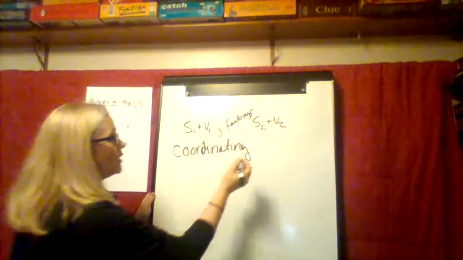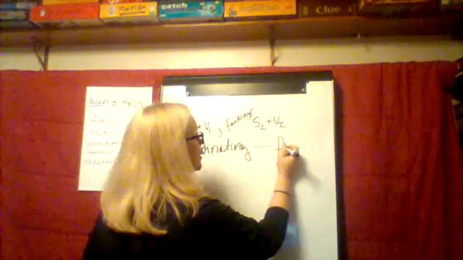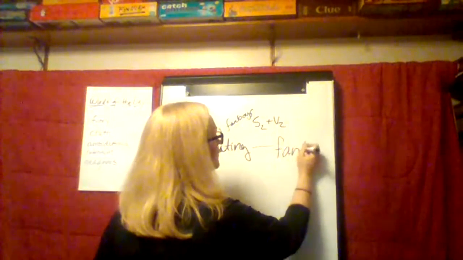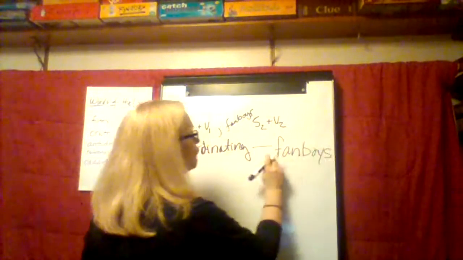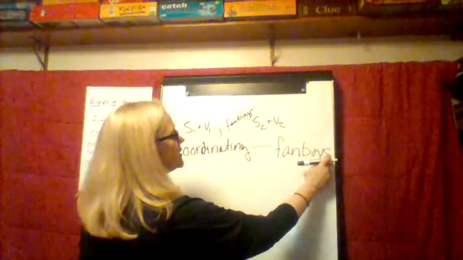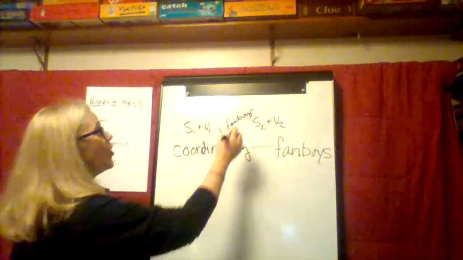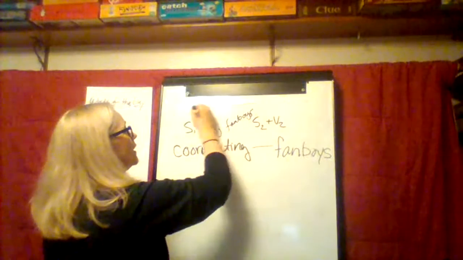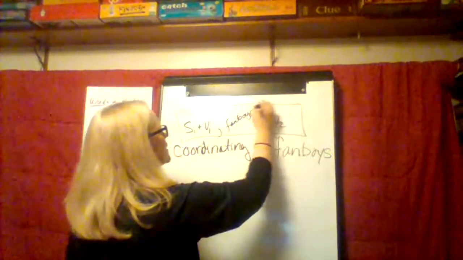So we all know our coordinating conjunctions are what we affectionately call the fanboys. For, and, nor, but, or, yet, so. And we use those in compound sentences.